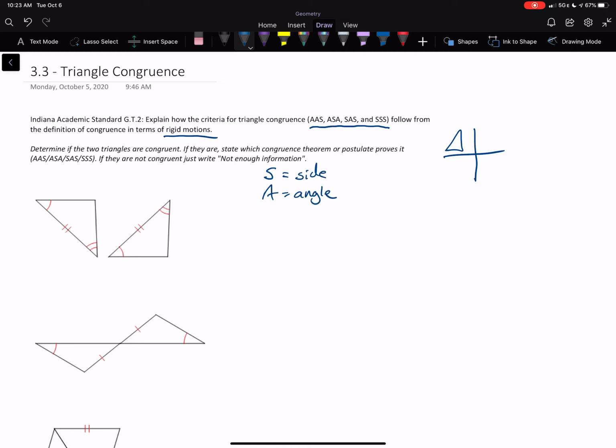All right, so in this one, if we start at 1 and go past to the other ones, we have an angle, a side, and an angle. Same thing over here. We have an angle, a side, and an angle. So this one is yes, it is congruent due to angle, side, angle.